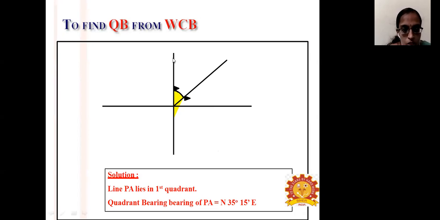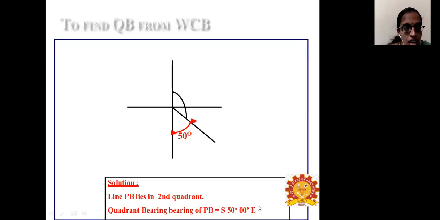First one is with respect to this north. You can see this lies in the first quadrant, that is north, and with respect to the east. So they have mentioned this prefix and suffixes, north and east. Okay, and so we have to calculate this whole circle bearing system from the quadrilateral bearing system.